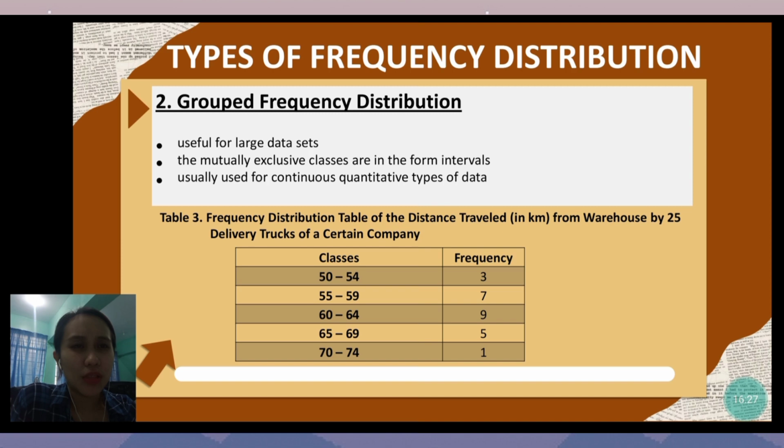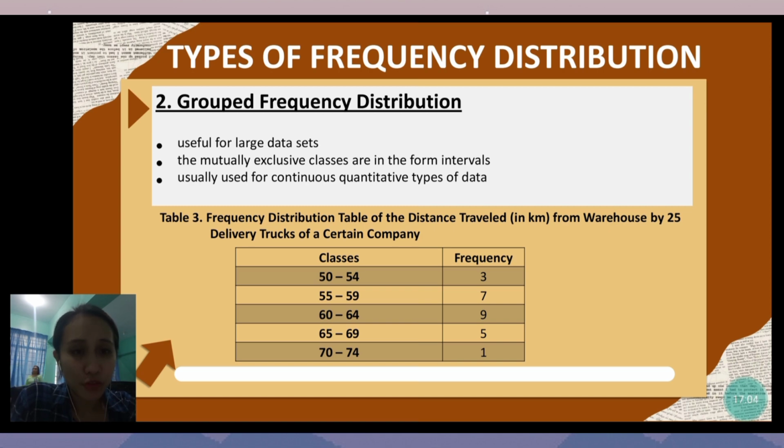So, usually used for continuous quantitative types of data. Earlier, as I've mentioned, the ungrouped one is used for qualitative types of data, whereas the grouped frequency distribution is used for quantitative types of data. Table 3 is an example of an FDT of the distance traveled in kilometers from a warehouse by 25 delivery trucks of a certain company.